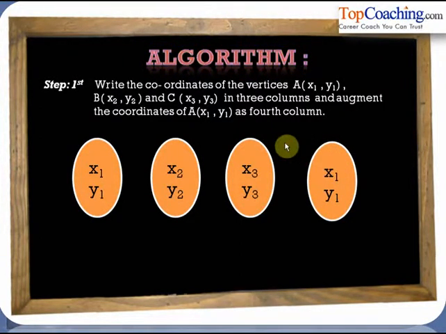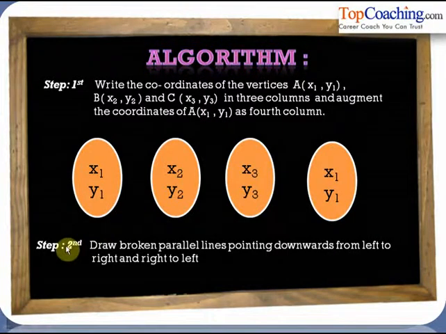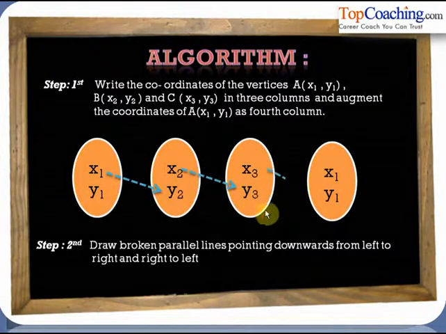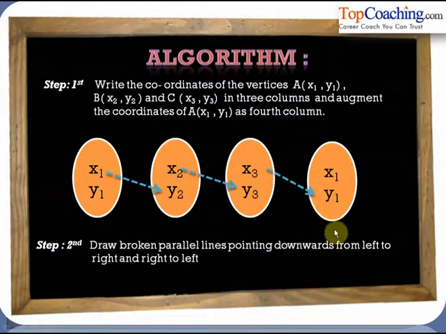Now in the second step, draw broken parallel lines pointing downwards from left to right and right to left. So we draw a broken line this way from x1 to y2. Again we draw a line from x2 to y3. Also we draw a line from x3 to y1.